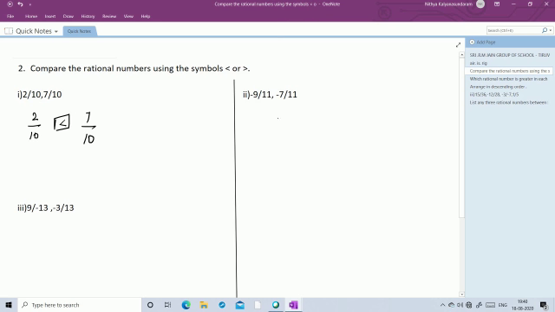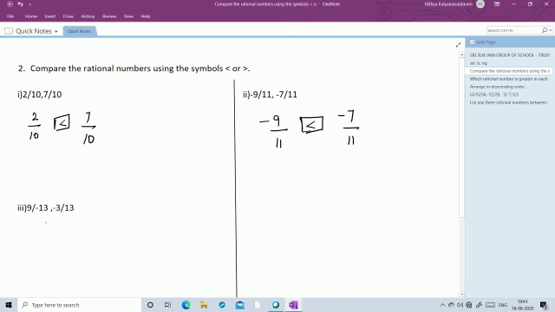Next question, minus 9 by 11 and minus 7 by 11. Here the denominators are same but both numerators are negative. If both numerators are negative, it's reverse order: the smaller number is the greater number. So 7 is the smallest number here, so that is our greater rational number. So the greater rational number is minus 7 by 11.